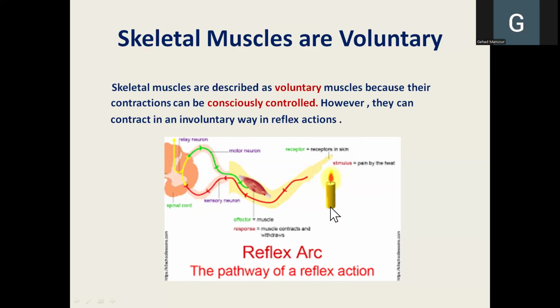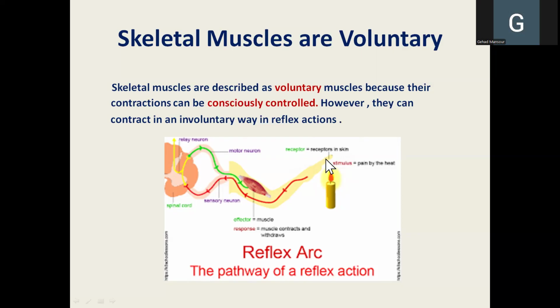Now, if we look at the pathway here, we start the reflex action by a stimulus, which is a change in the external environment. And here, the change in the external environment is the heat that is given by the candle. And then we have receptors in the skin. And receptors, by definition, are what? They are modified sensory nerve endings.